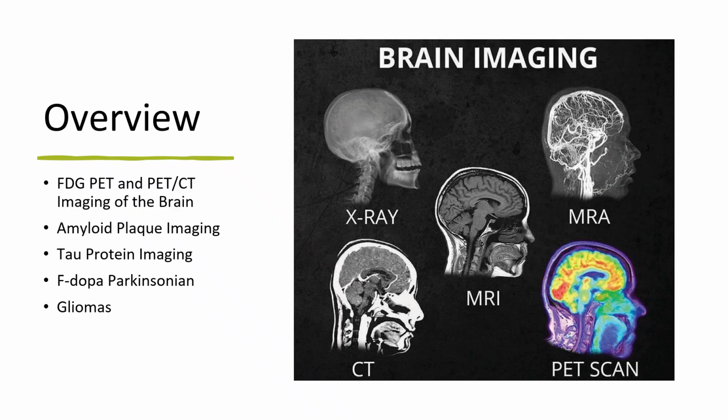Remember, we also have amyloid and tau imaging as well as F-DOPA. And then when we talk about neurologic imaging, we will specifically talk about gliomas, which are primary brain tumors, because they are a little bit different.